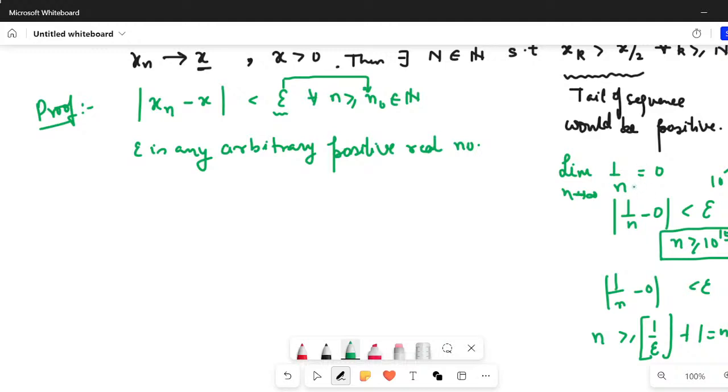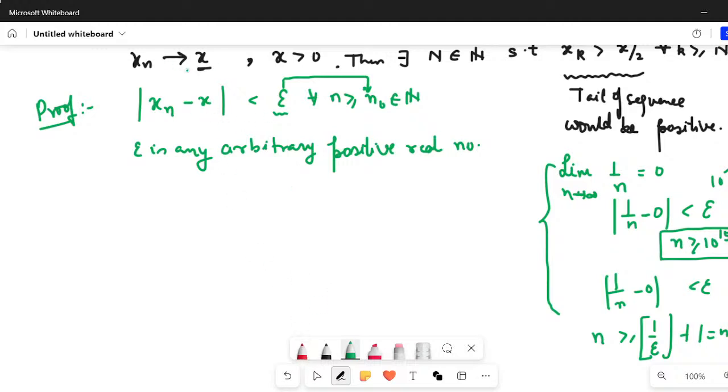By limiting process, what do I mean? I can say that 1 upon n can be made as close as possible to 0 after a while, after a natural number. So this is how you define your limiting behavior. Now here, let us come back to the point.